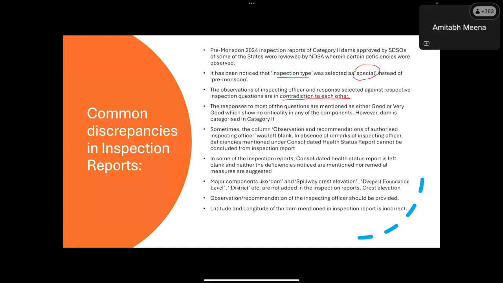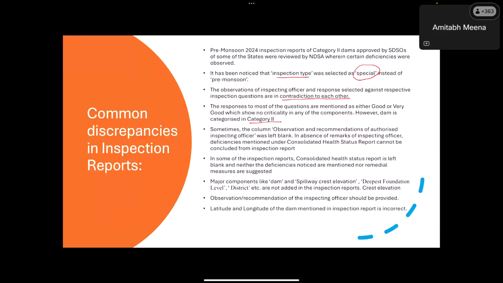Another was that the responses to most of the questions are mentioned as either good or very good, which shows no criticality in any of the components. However, the dam is categorized in category 2. Sometimes the inspection responses are good or very good, but the dam is categorized as category 2. They mention the discrepancies or safety issues with the dam in the remarks column, but they don't mention those issues in the questions. Such contradictions should also not be there.